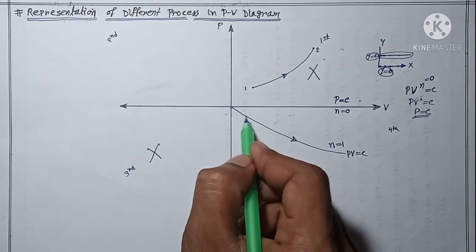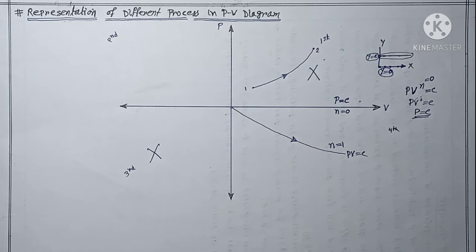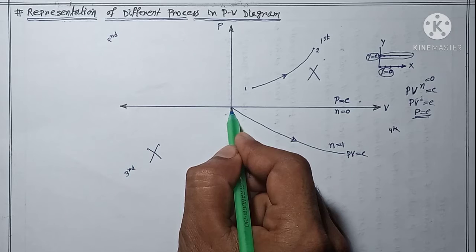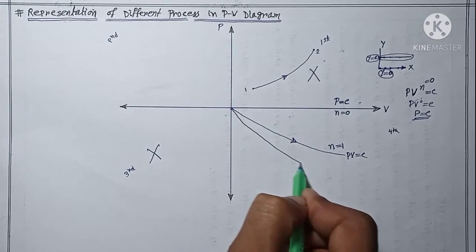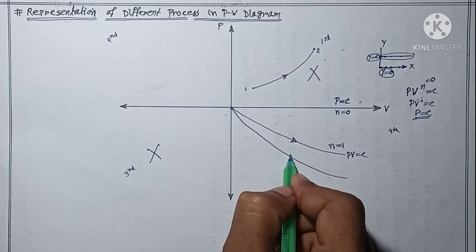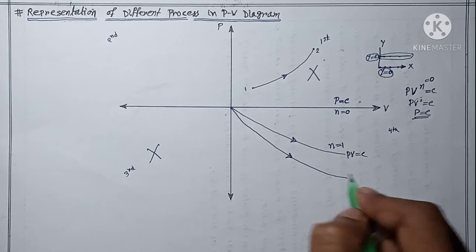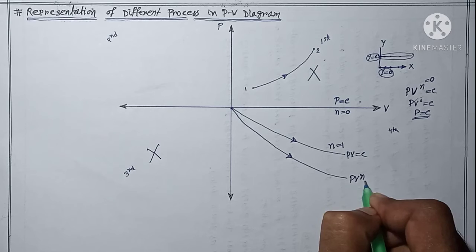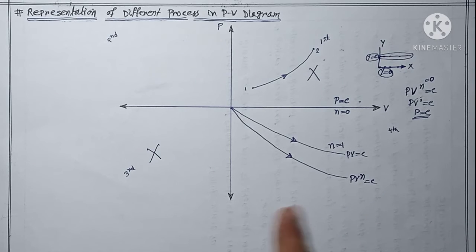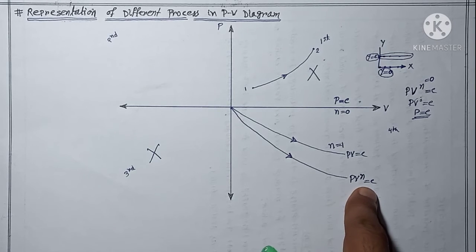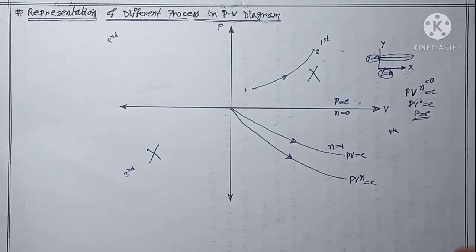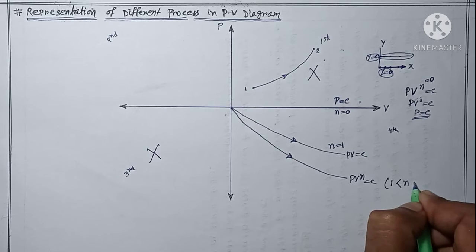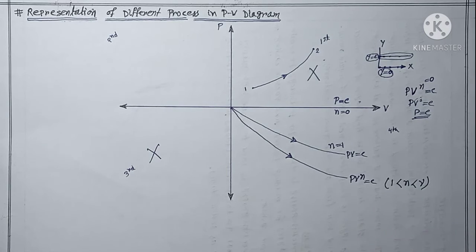Next one will be your polytropic process. Polytropic process means PV^n equal to constant. Am I right? PV^n equal to constant. This line is basically your polytropic process, and the value of n here basically varies between 1 and gamma, most of the time.